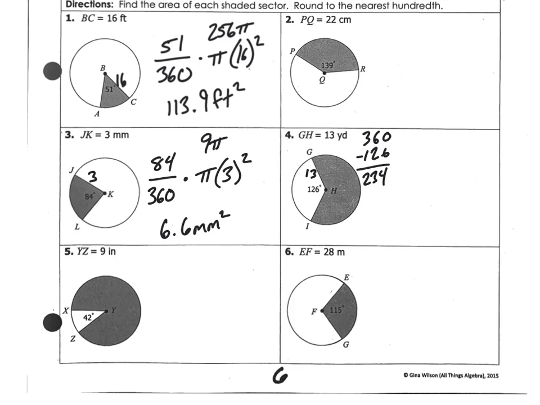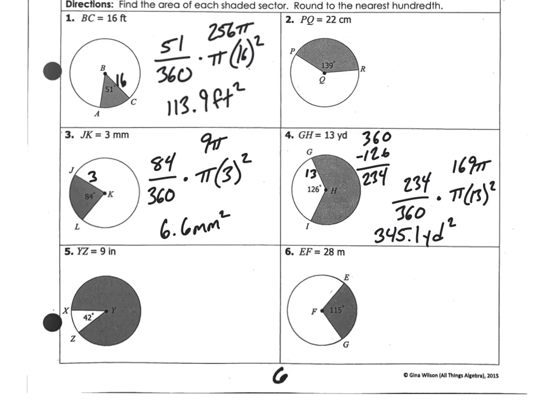We want the shaded. So 234 over 360 times pi 13 squared. 13 squared is 169. All right, 169 pi, so 234 divided by 360, and then we have 169 pi. And we get 345.1. This would be yards squared.